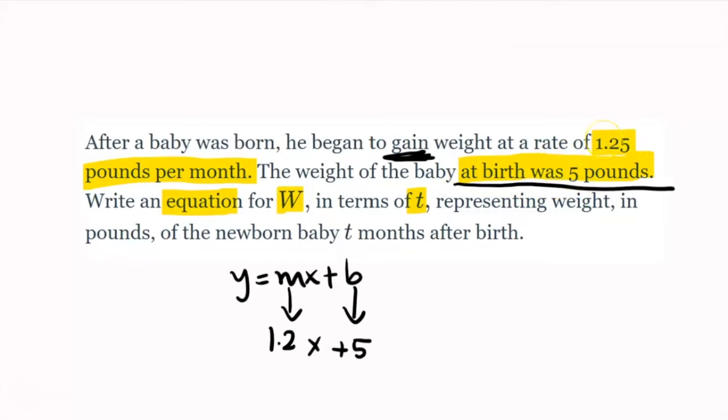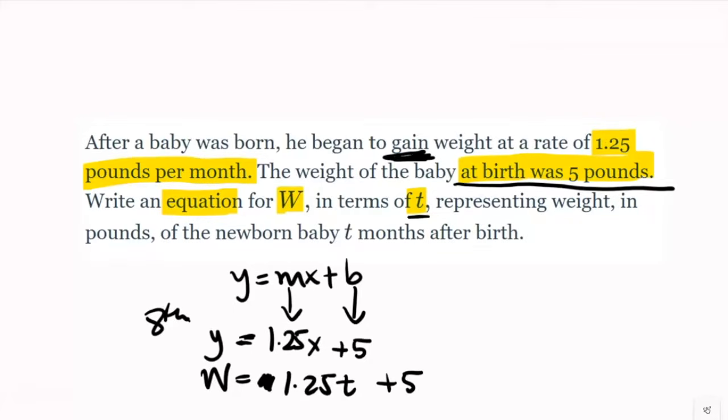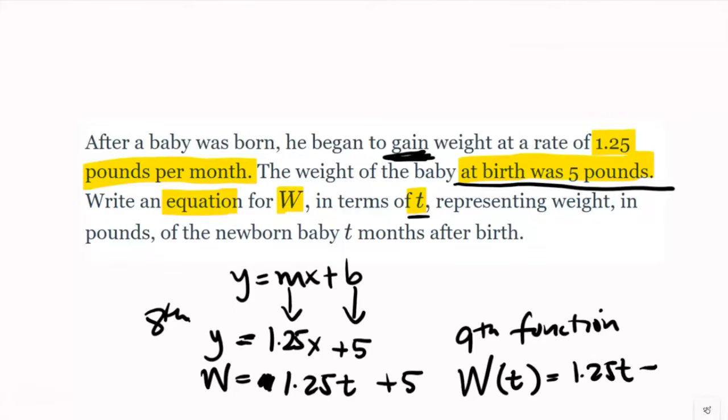1.5 every month. So again, this is 8th grade. Instead of a y, they want you to use capital W, so make sure it's capital. Instead of x, they want you to use t, so you're going to put 1.5t plus 5. However, in 9th grade, you will see the word function. If you see the word function, you know they want capital W in respect to little t, which is equal to 1.5t plus 5.